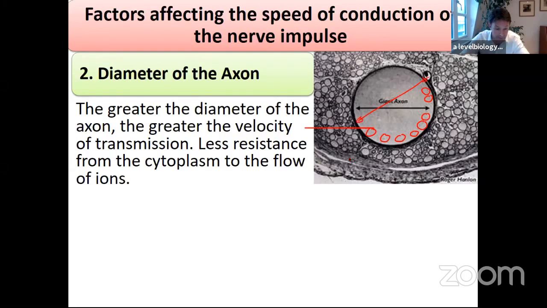flow of the ions. It's exactly the same as the speed of flow of blood in capillaries and in veins. Remember, veins have less resistance because they have a very large diameter, therefore a big cross-sectional area in comparison to the edge of the vein. Whereas in a capillary, you've got a very narrow vessel, and that gives you a lot of resistance to flow.